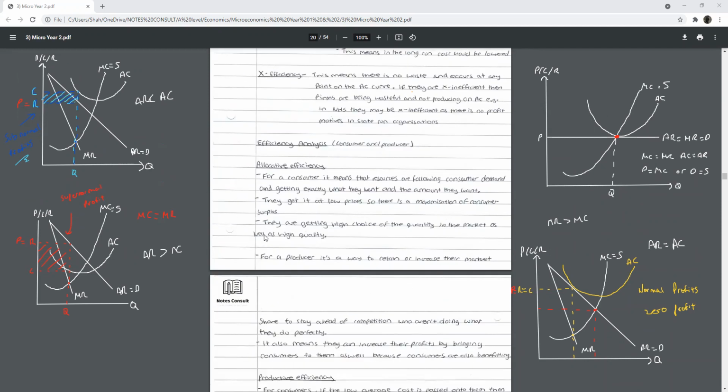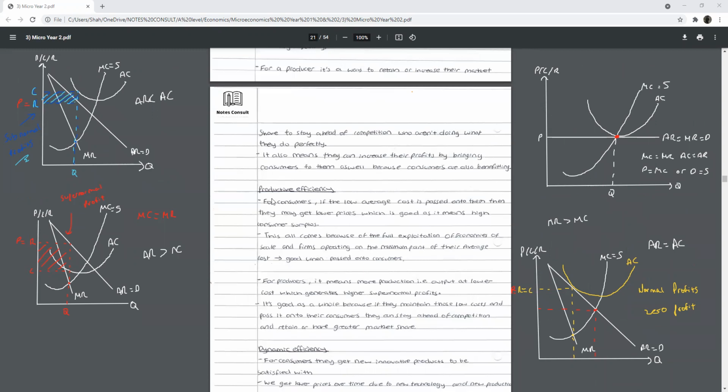And so this is the type of stuff that you would say about it. So people are getting what they want and how much they want. Productively efficient. So for consumers, if low average cost is passed on to them, then they may get lower prices, which is good as it means high consumer surplus. This all comes because of the full exploitation of economies of scale and firms operating on the minimum point of their average cost. Okay. Remember, we looked at economies of scale and looked at the MES. So this is what we're basically talking about. Okay, the productive efficient.